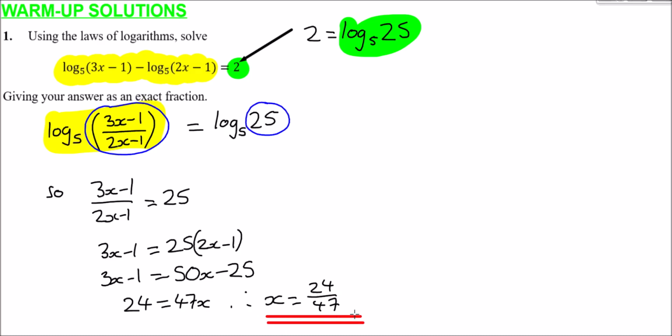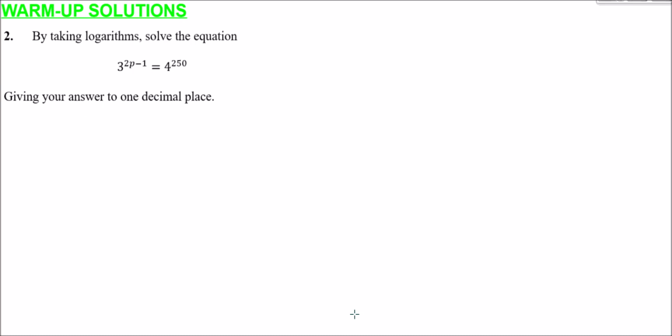Let's do another. Question 2. By taking logs, solve the equation 3 to the power (2p minus 1) equals 4 to the power 250. Give your answer to 1 decimal place. I've picked these values so you can't easily do it on your calculator. You have to trust in terms of knowing your laws of logs well enough.